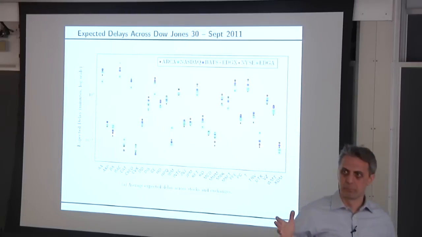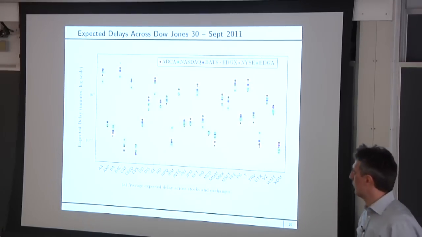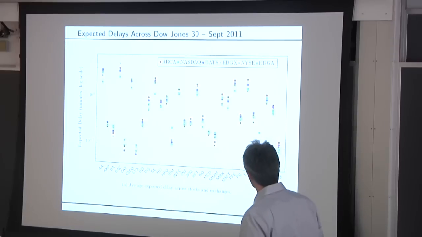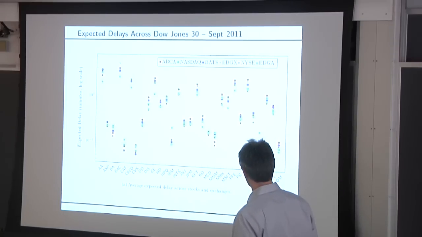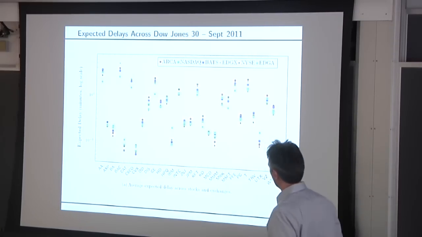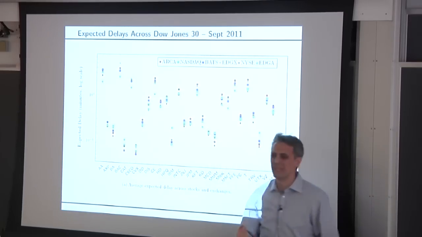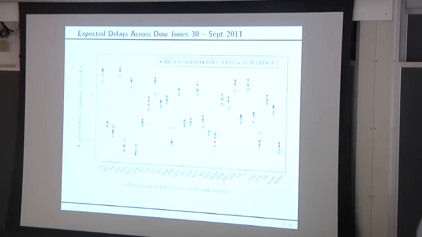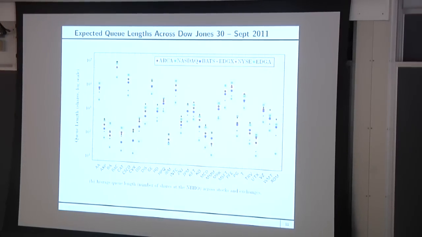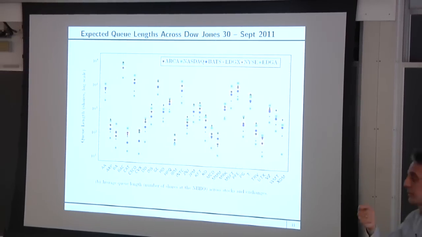Right? So there's a big variation between the depth of the book and the speed at which the book is moving, right? And you see that the dots are all over the place. And for each security, there are multiple dots, and these represent the main exchanges at which the security is trading. All right? If you want to ask yourself what's the depth of the book, right?